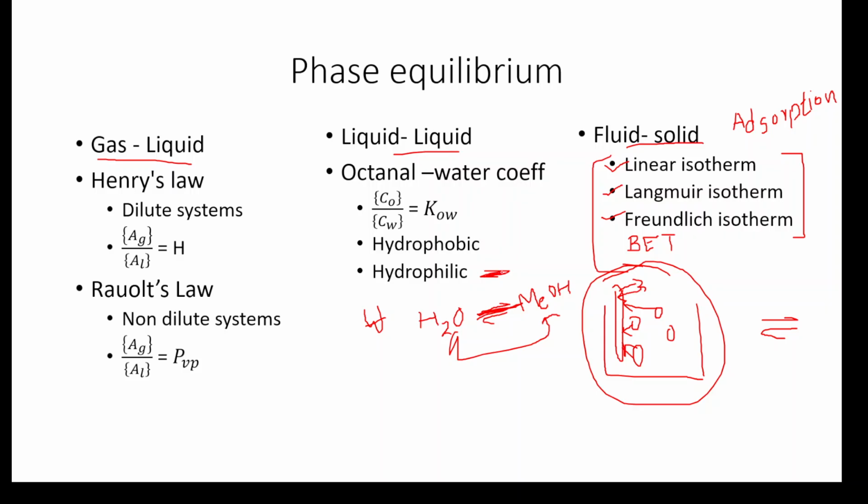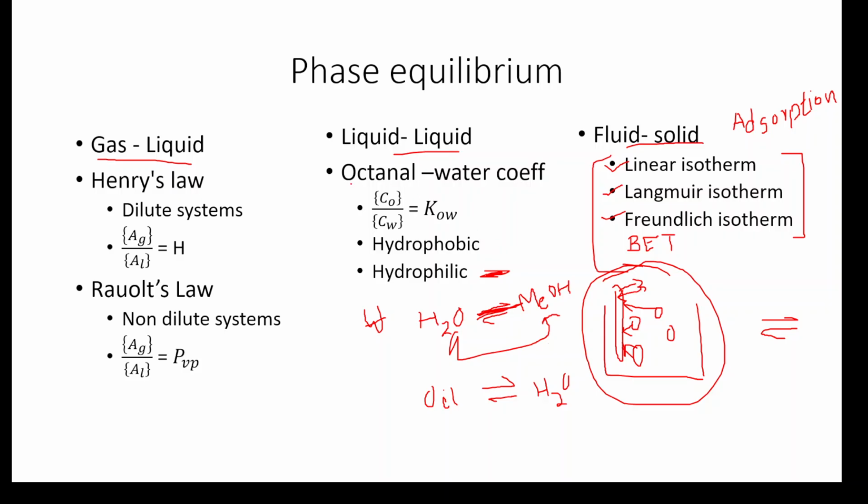Because these two liquids can be easily mixed with each other, they are called hydrophilic. And like oil and water, if we say oil and water, they cannot be mixed with each other. So oil will be called hydrophobic because it is not mixing with water. Okay. Apart from that, what happened?